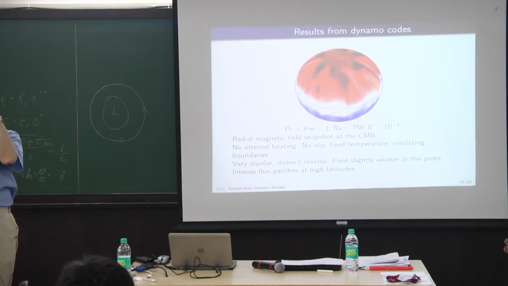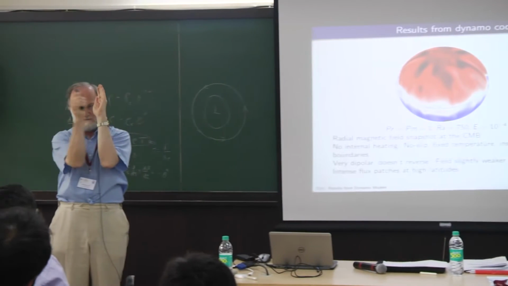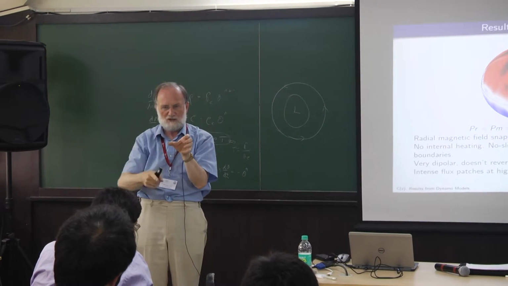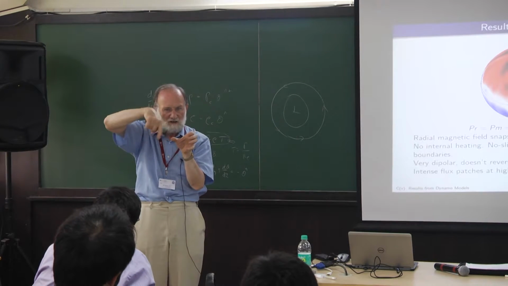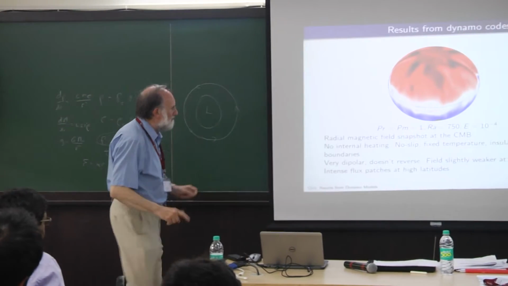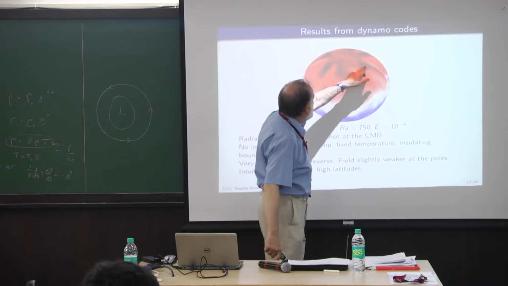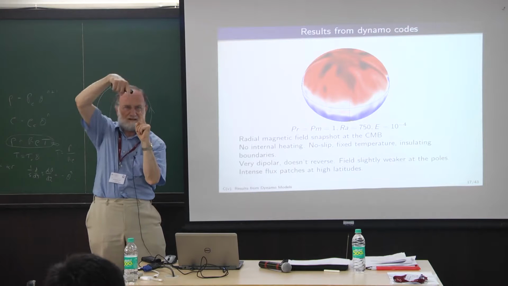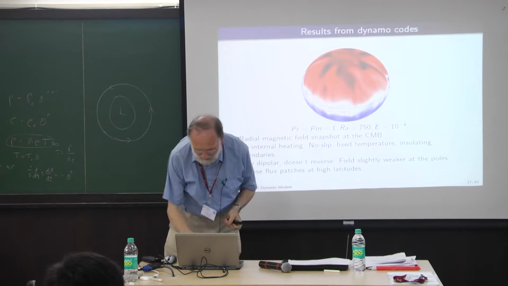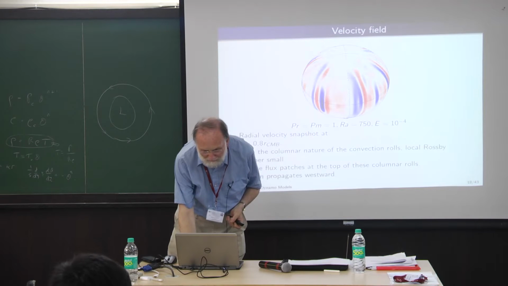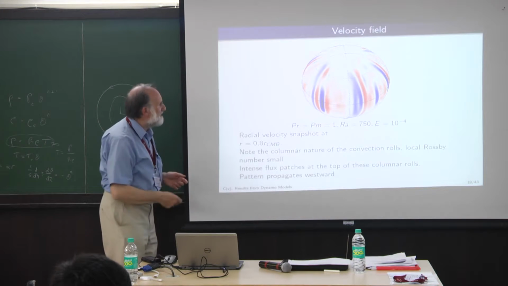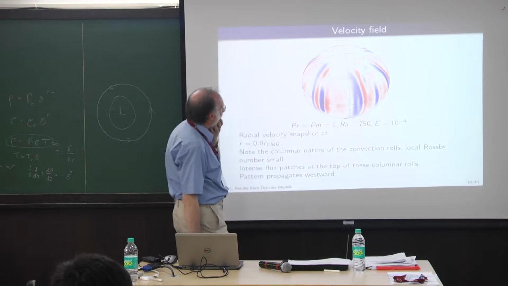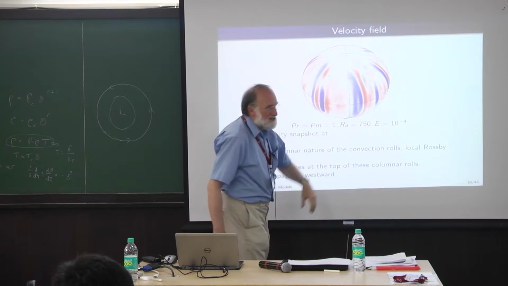It's because the Proudman-Taylor theorem doesn't like columns going over that inner core, because then you can't have z-independent motions. You can have z-independent motions just close to that inner core, and that's where these columns like to live, and those columns are really what are generating this field. Those rotating columns of convection spiraling upwards, that spiraling is very good for dynamos. And the velocity field that corresponded to that, well, there we are. It's got columnar structures, so it's got all the same features as the linear theory had.